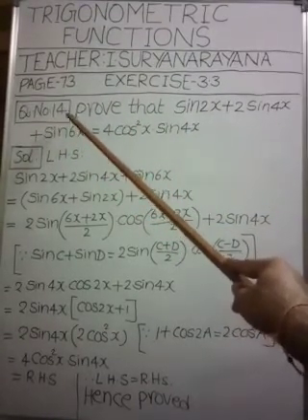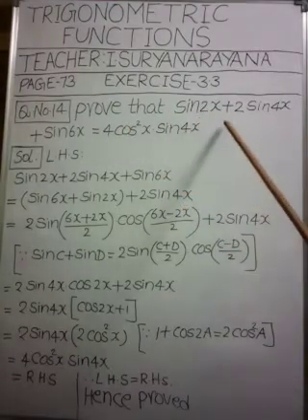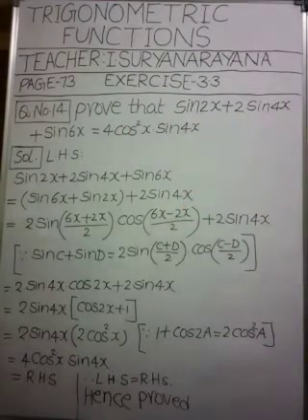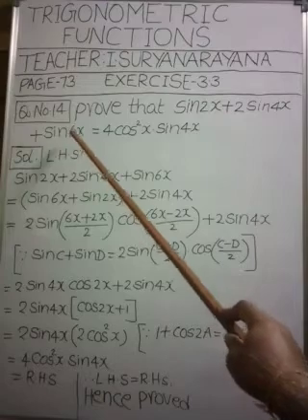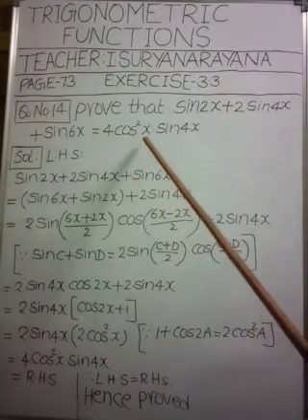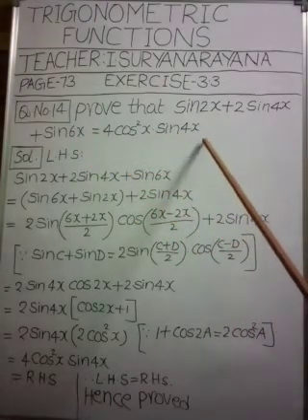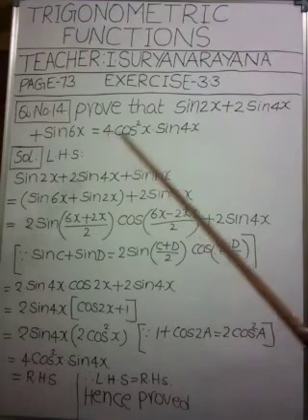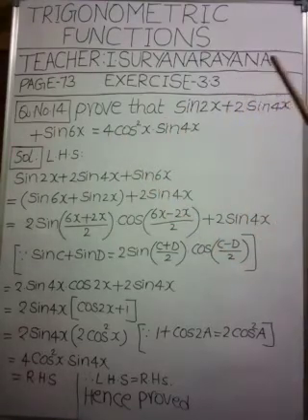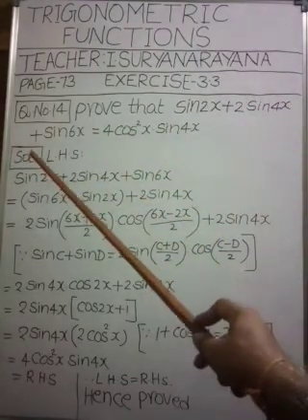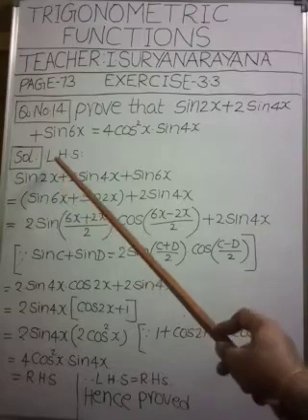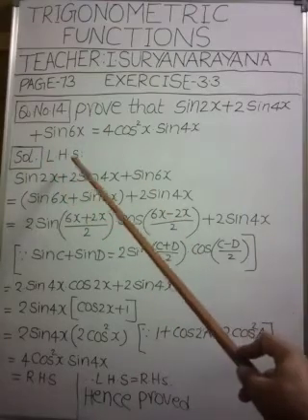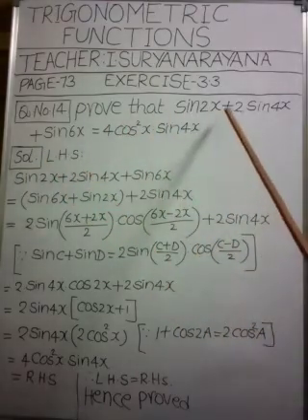Question number 14. Prove that sine 2x plus 2 sine 4x plus sine 6x is equal to 4 cos square x into sine 4x. Understood this question, my dear children? Right. We have to prove this statement. Okay, my children. Come to the solution part. Let us take LHS. Let us take the given statement as it is.